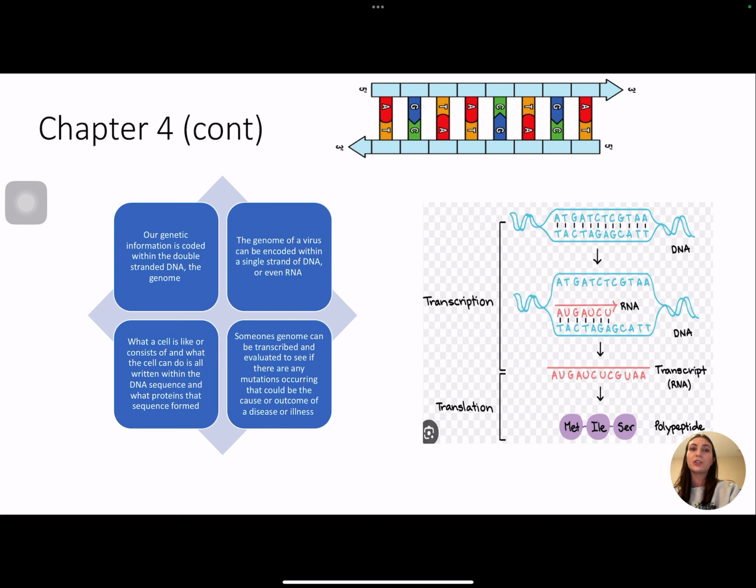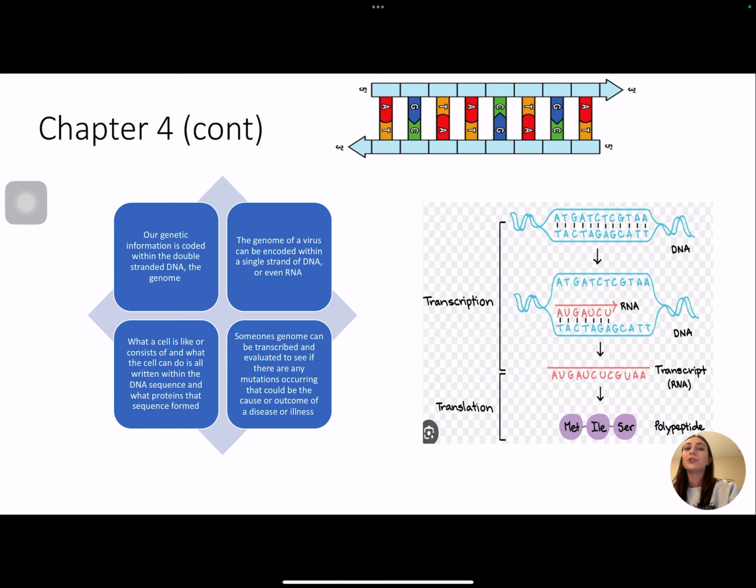Our genetic information is coded within the double-stranded DNA. This is the genome. The genome of a virus, though, is slightly different because it can be encoded within a single strand of DNA or even the RNA of the virus. What a cell is like or consists of, and what the cell can do as far as function goes, is all written within the DNA sequence and what proteins that sequence formed.